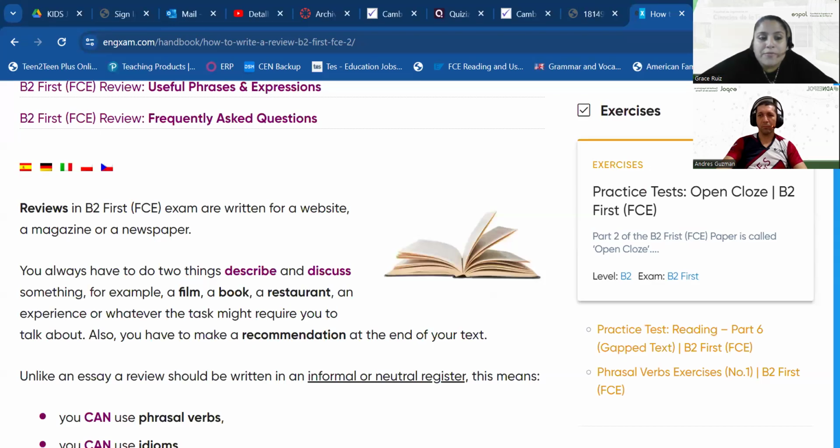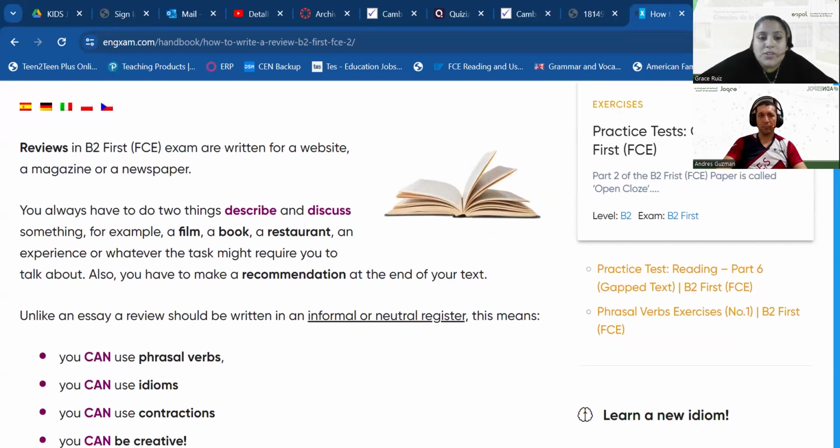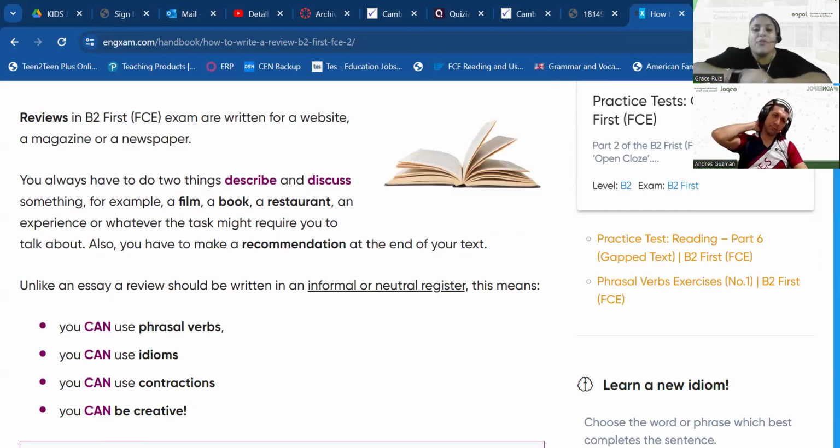Okay. So here we go. Reviews in the B2 First FCE exam are written for a website, a magazine, or a newspaper. So you always have to do two things. You have to describe and you also have to discuss something, for example, a film, a book, a restaurant, an experience, or whatever the task might require you to talk about. Also, you have to make a recommendation at the end of your text.